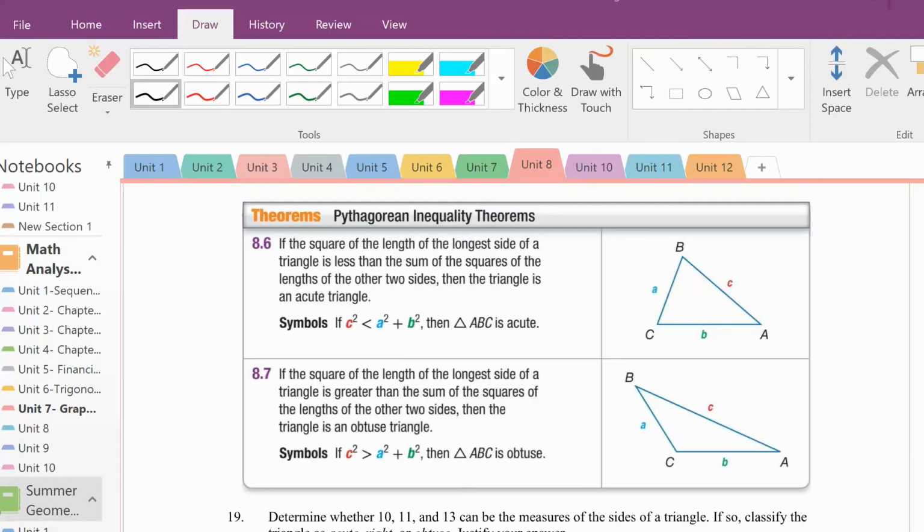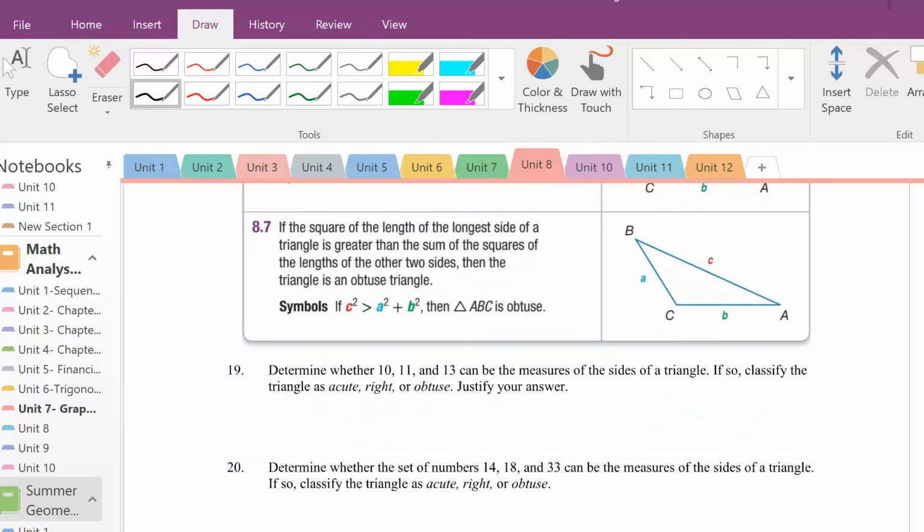All right, so the Pythagorean theorem can also be used to determine what type of triangle you have, if it's acute or obtuse. If you do the Pythagorean theorem and c squared, the hypotenuse, is less than a squared plus b squared, the triangle is acute. If c squared is greater than a squared plus b squared, then it's obtuse. And obviously if it's equal to a squared plus b squared, then it's a right triangle.